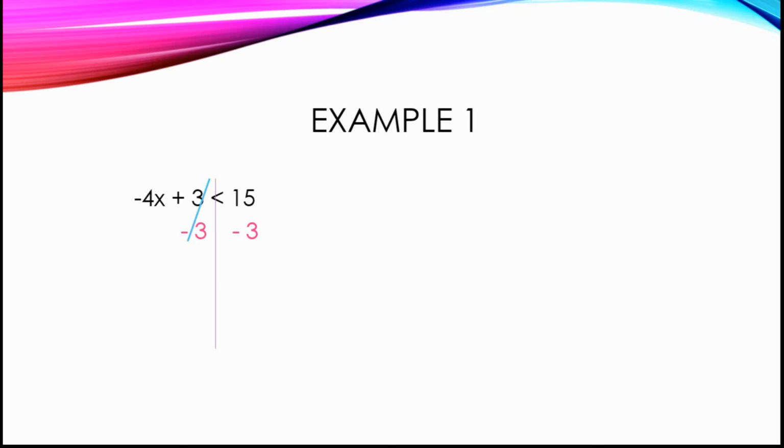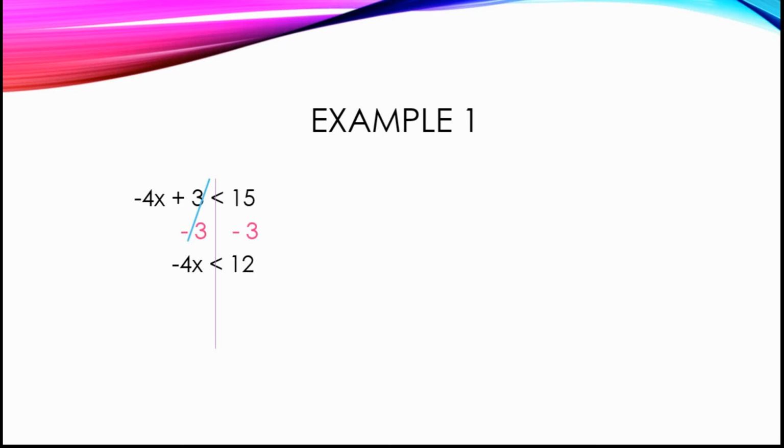And then on the other side, 15 minus 3 is 12. We don't have to do anything with that symbol right now. We're just going to bring it straight down. So we have negative 4x is less than 12. We're not finished at this point yet because the variable still has something with it.